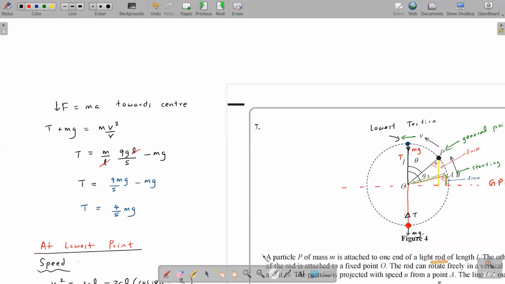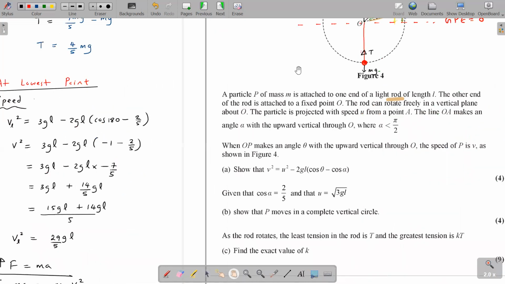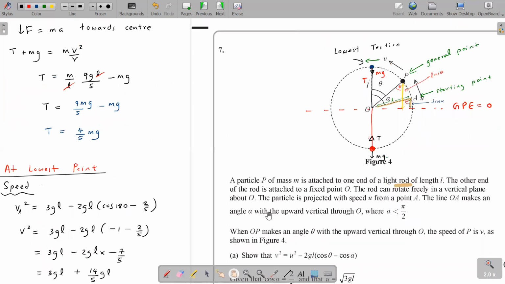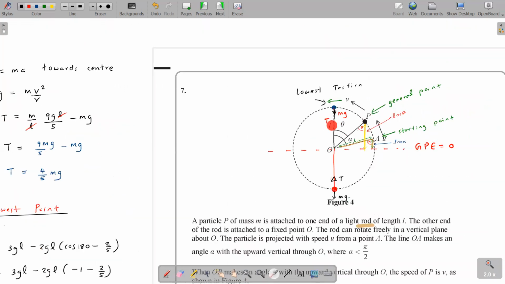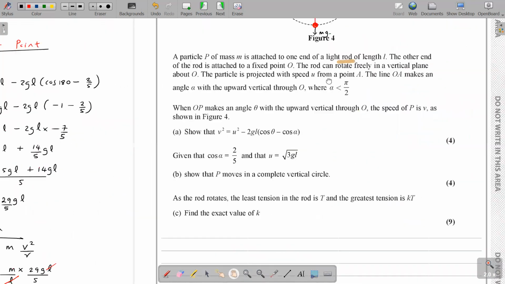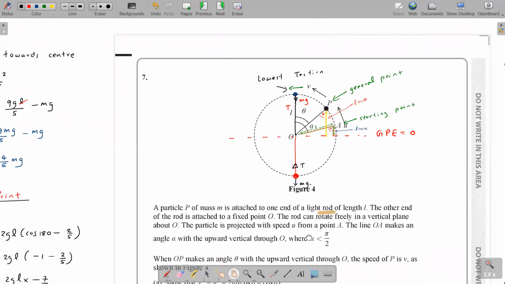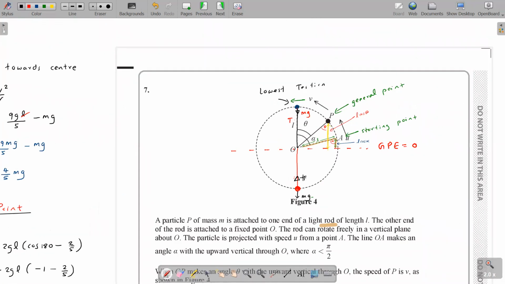Now we're supposed to find the lowest and the highest. They've given us that the least tension in the rod is T and the greatest tension is KT. Find the value of K. So the least tension is T, and the greatest tension is KT. I have to put KT here, so this is KT and this is just T.